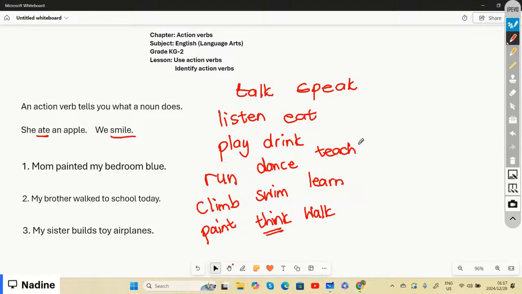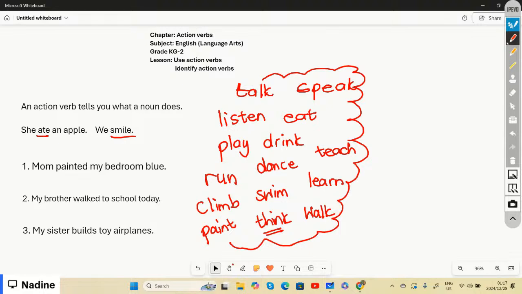So now if we look at these words, try to come up with a sentence with one of these words. You're either going to make a sentence with talk, speak, listen, eat, play, drink, teach, dance, run, climb, swim, learn, walk, think, or paint. You need to make up a sentence, build a sentence, create a sentence with one of those words.